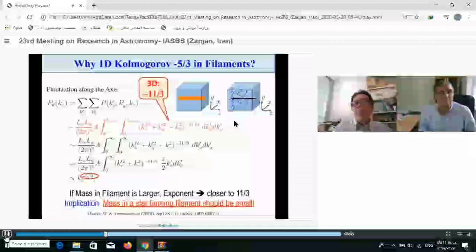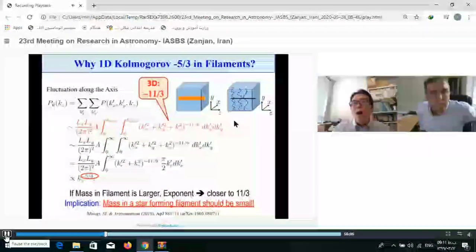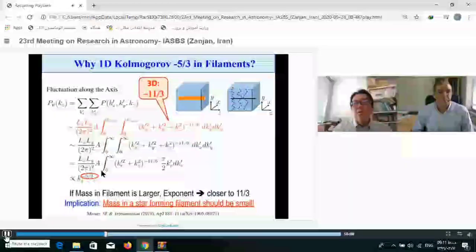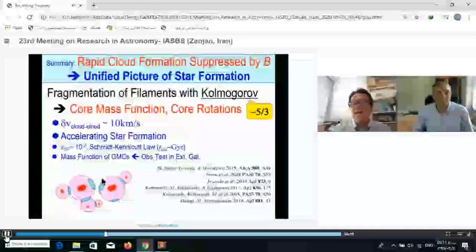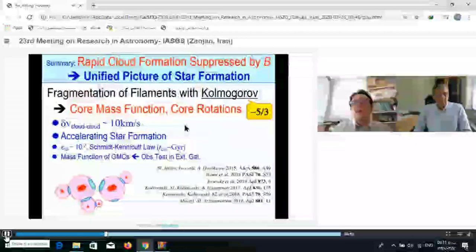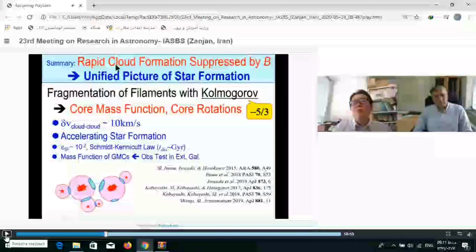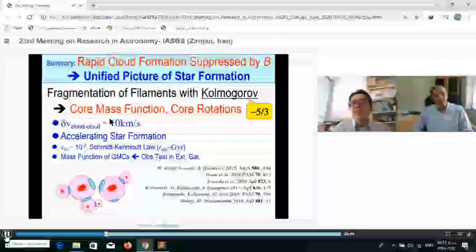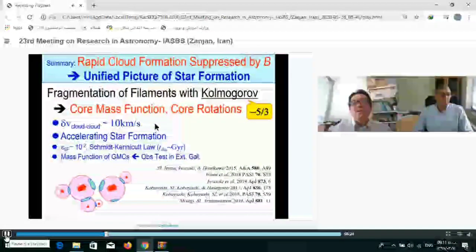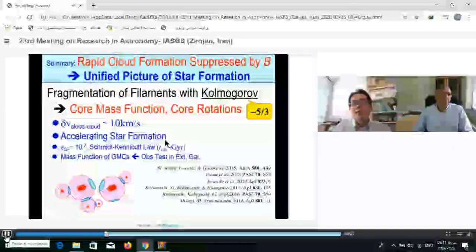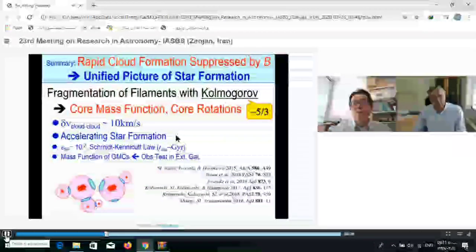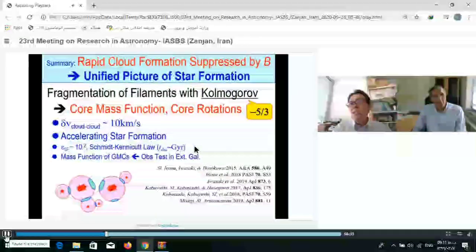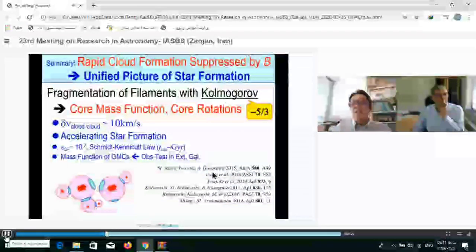Okay. Actually, I have the explanation why we have a 1D spectrum, but I skipped this and put this summary slide. I just mention that according to our recent unified picture of star formation, we can explain many things. The Kolmogorov turbulent law is very important, and we can explain the cloud-to-cloud velocity dispersion. I skipped this, but I can also explain the acceleration of star formation. I also skip these things, but if you're interested, please look at this paper. I leave this slide and I stop here. Thank you very much.